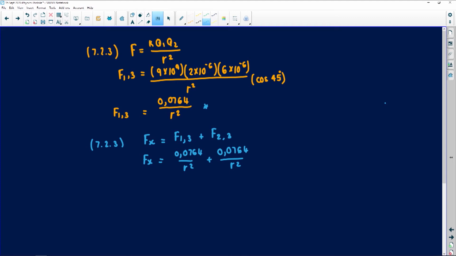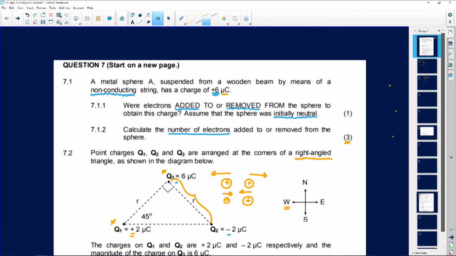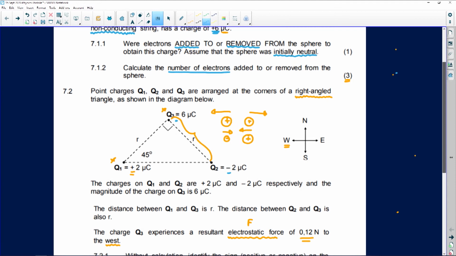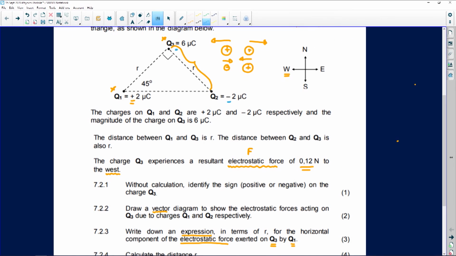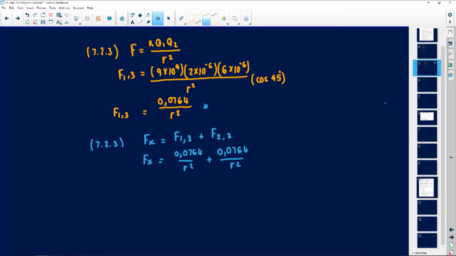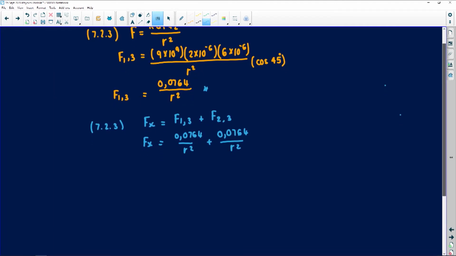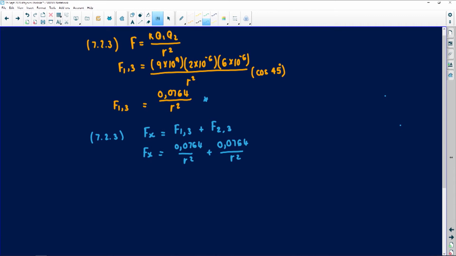F of x, the magnitude, I'm just going to go back so you see where I'm getting that. The magnitude experienced by Q, the charge experienced by the resultant electrostatic force, is 0.12. Remember, the word magnitude just means size in physics, so it's just a fancy word science teachers like using, so don't get confused. I'm going to use that twice, so I do know that the resultant is 0.12. There is 2 of this, so I can write it as 2, 0.0764 all over r squared.